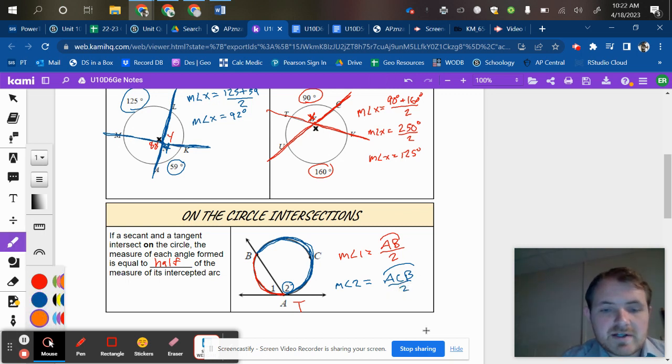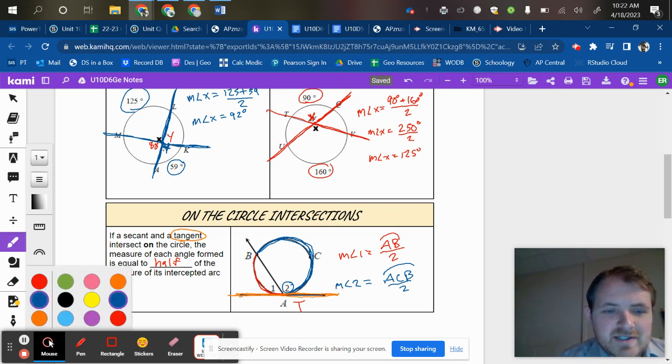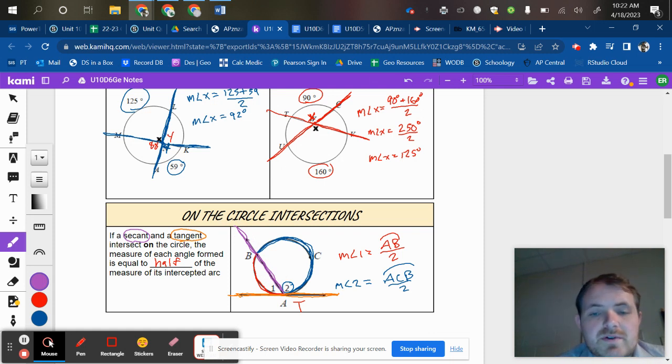So just in case we had a hard time, that tangent line, that's what's in orange down here. And the secant line wasn't extended, it's just a ray. The secant is right here in purple, and that's what makes that situation happen on the circle.